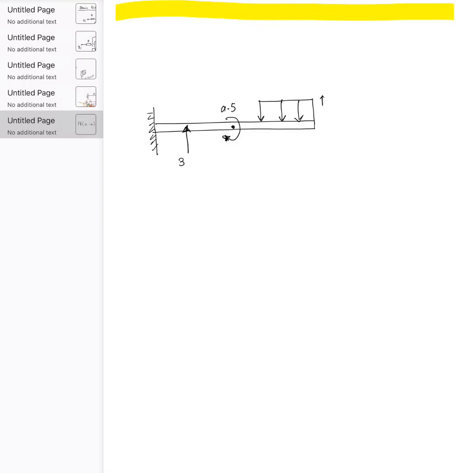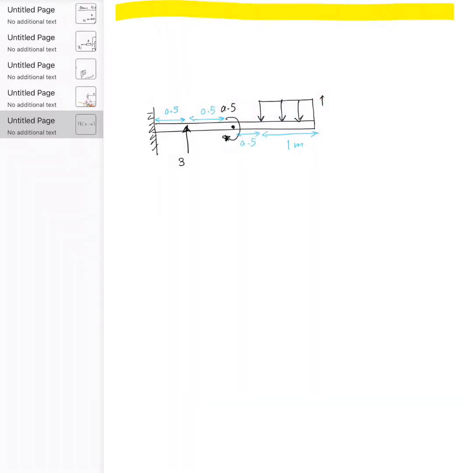Alright, so in order to do that, I want to show the distances. Let's say this is 0.5, 0.5, and 0.5, and from here to here, let's say is 1 meter. So everything is given. Before I do that, I want to find the wall reaction.